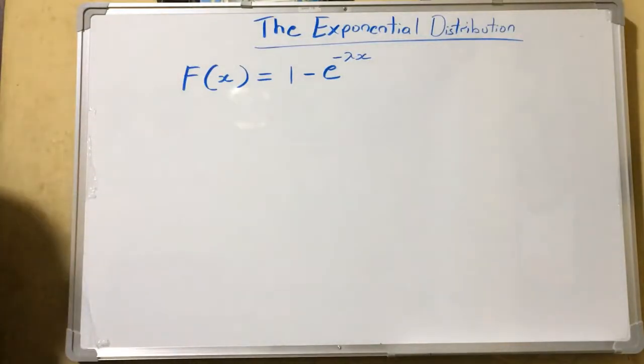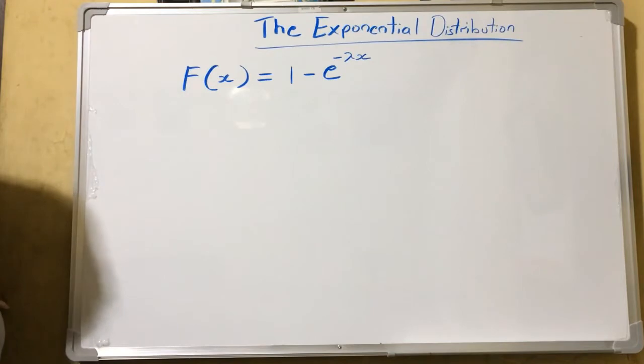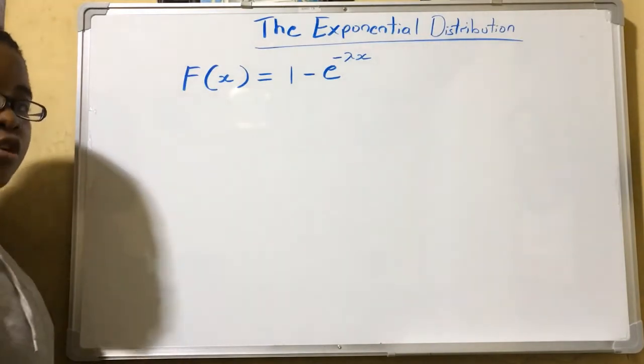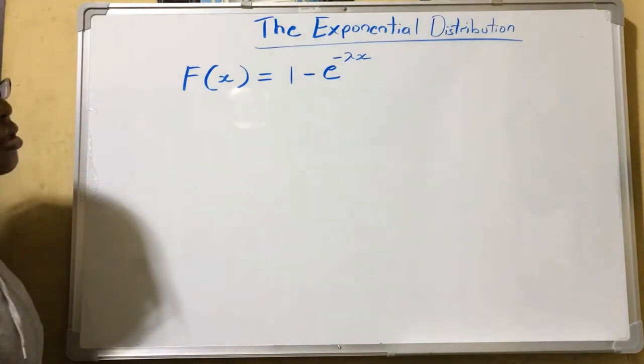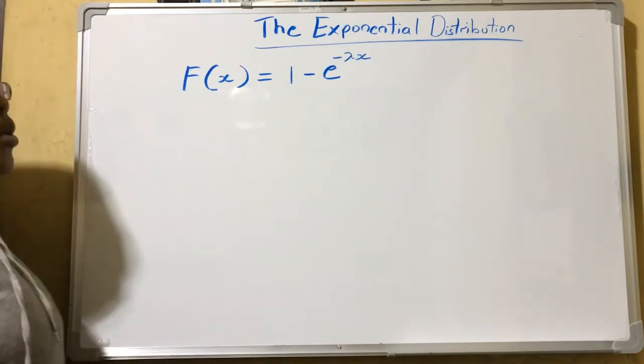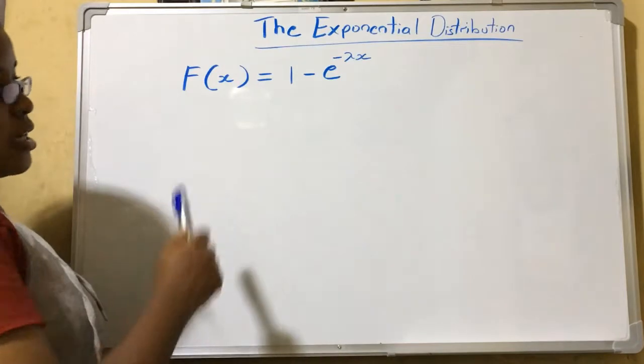Hello everyone, welcome to another of our short sessions, where this session will be focused on understanding the exponential distribution. On the board I have the cumulative distribution function for the exponential distribution, which is given by 1 minus exponential raised to negative lambda x, where our parameter is lambda.